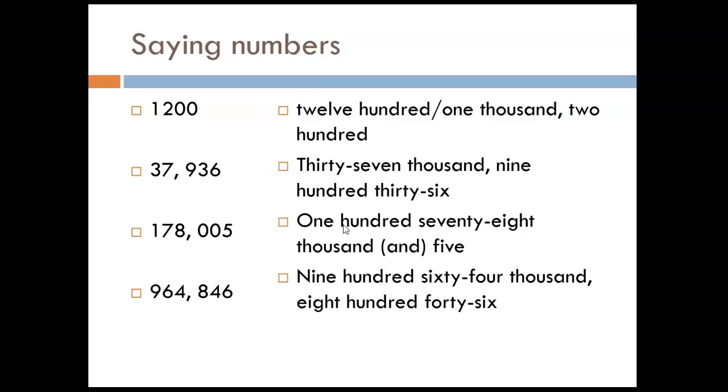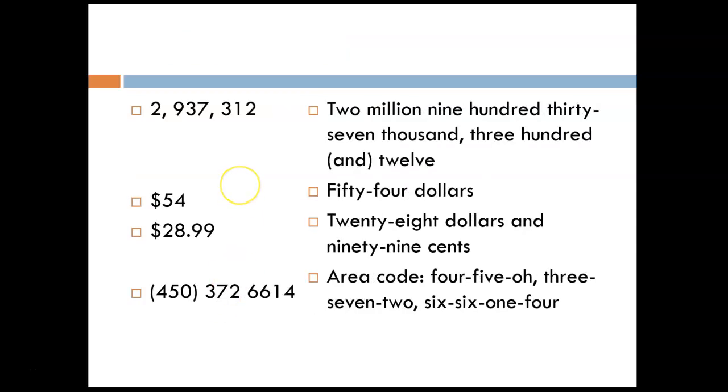So this one would become 178,005. 964,000, no S, 846. Then we get into even larger numbers. 2 million, again no S, 937,000, hyphen if you're spelling it out, 312. When we express monetary values in English, we put the $ in front of the number.